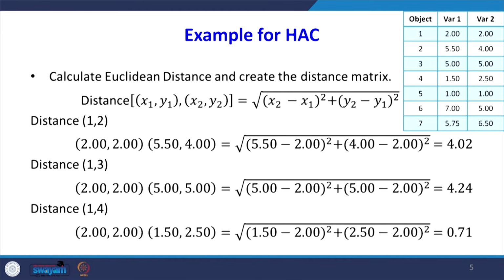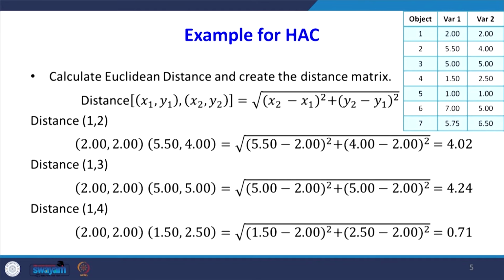For that, we are going to find the distance between 1 and 2, 1 and 3, 1 and 4, 1 and 5, 1 and 6, 1 and 7, and 2 and 3, 2 and 4, 2 and 5, 2 and 6, and 2 and 7. Then 3 and 4, 3 and 5, 3 and 6 and 3 and 7. Then 4 and 5, 4 and 6 and 4 and 7. Then 5 and 6 and 5 and 7. Finally 6 and 7.